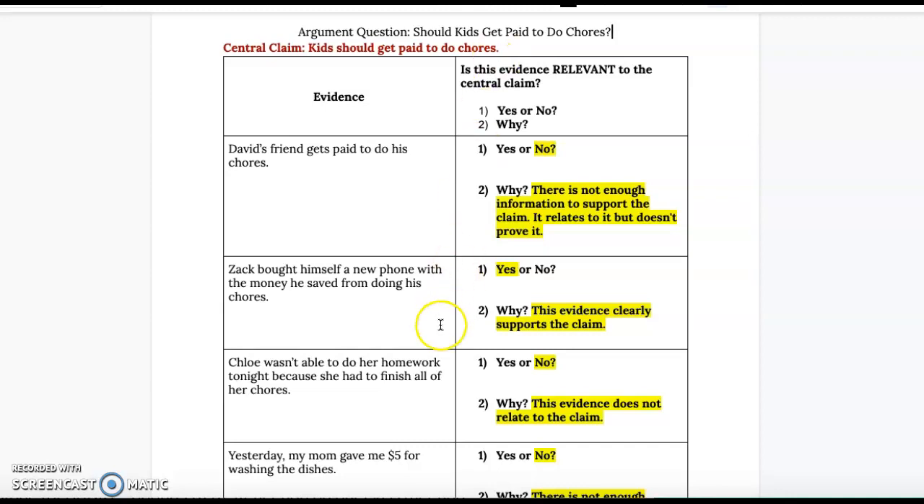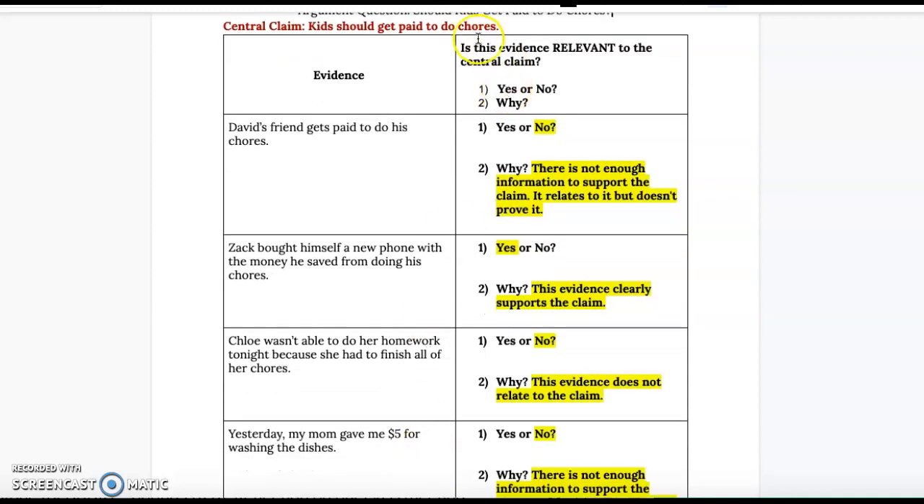prove this claim. Chloe wasn't able to do her homework tonight because she had to finish all of her chores. That doesn't even relate to the claim. That's a definite no. Yesterday, my mom gave me $5 for washing the dishes. That's also a no because it's saying that mom is giving this person $5, getting paid for chores, but what about it? It's not proving that they should get paid to do chores. So there's not enough evidence. I mean, you're starting to, but you're not given really a reason. So it's a no. We only had one yes last week in these examples, and it was the second one.